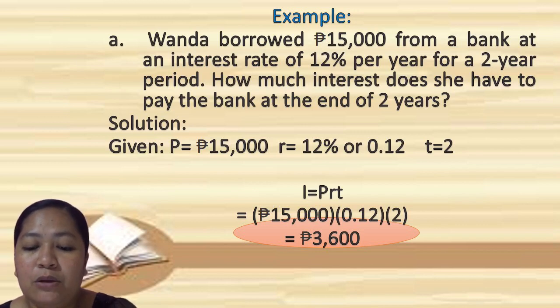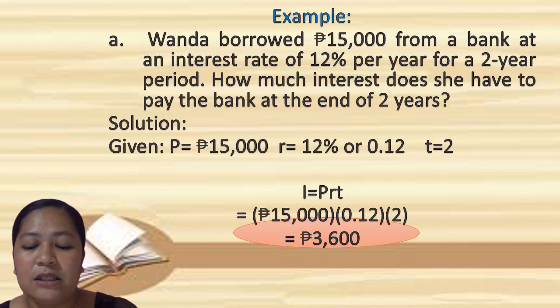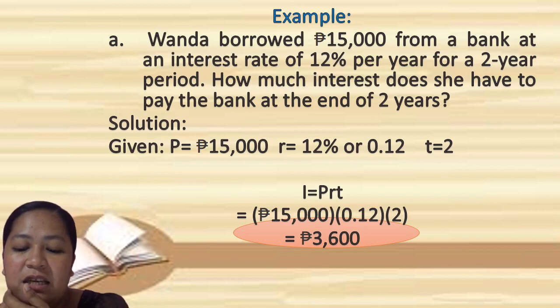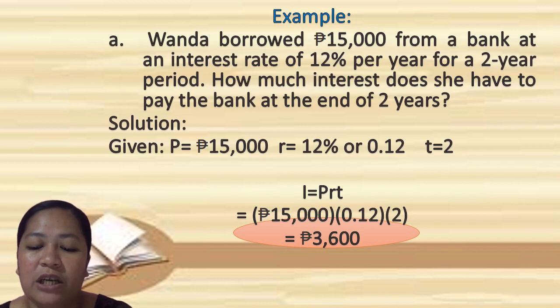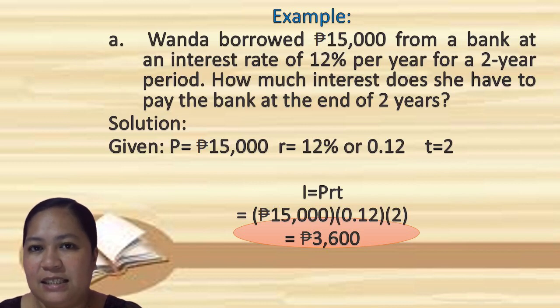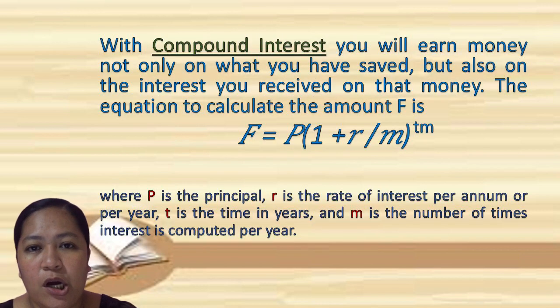So the total amount that Wanda needs to pay will be 18,600. Why is it 18,600? Again, you just need to add the principal amount and the interest, which is 3,600. But since the interest is the only question here, your interest will be just 3,600. So we are actually done with the simple interest.